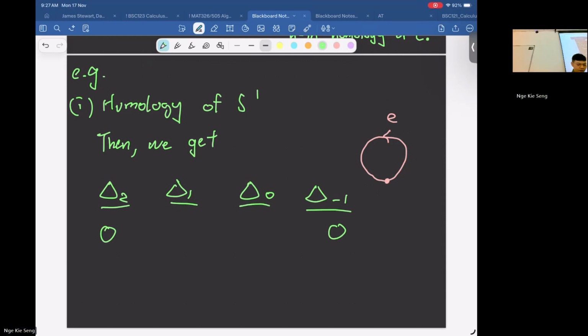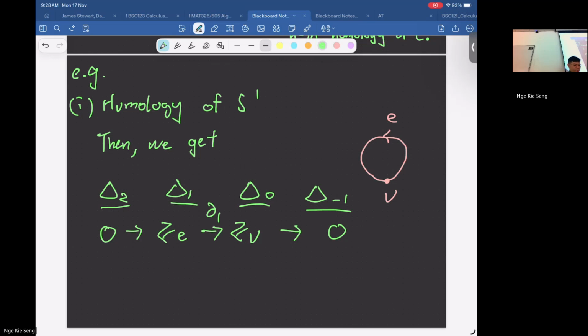Okay, so there are two things here, right? Let's call this point V. In that case, delta 0 is a linear combination of V, and delta 1 is a linear combination of E. Okay, like that. Make sense? So what's the map we should put here?